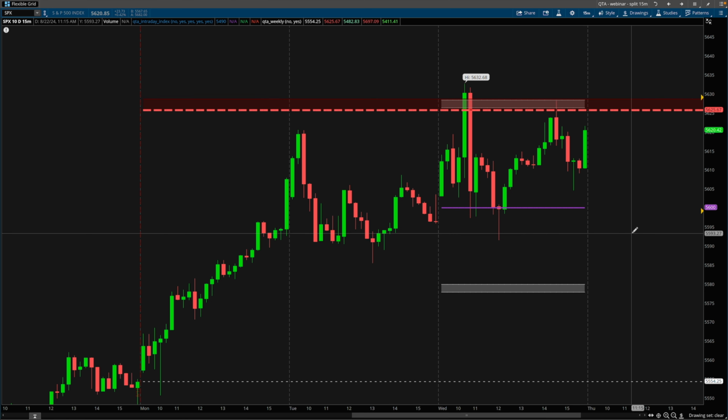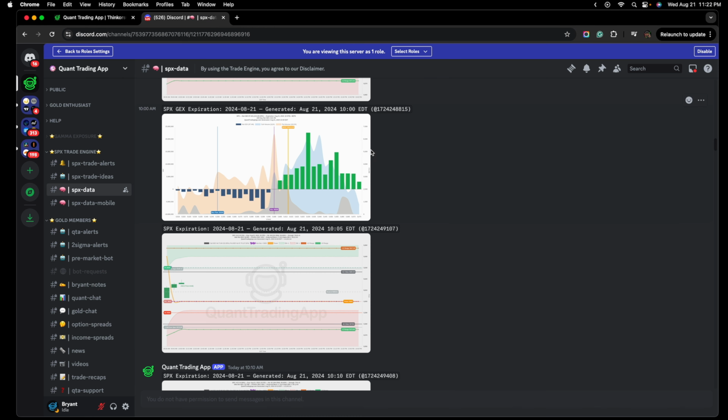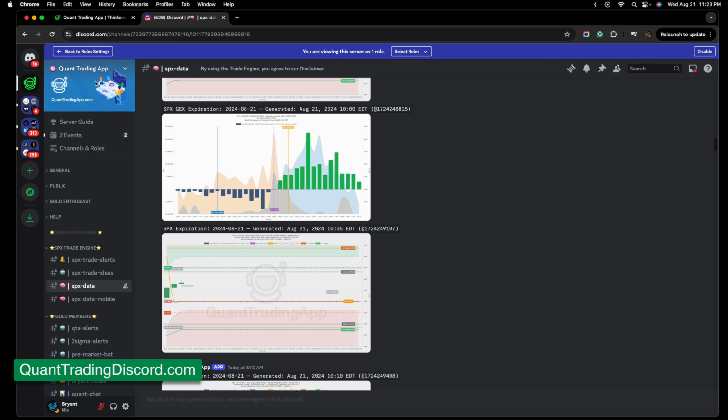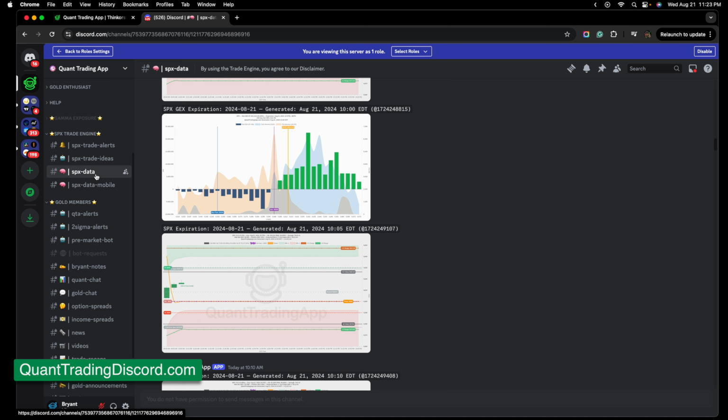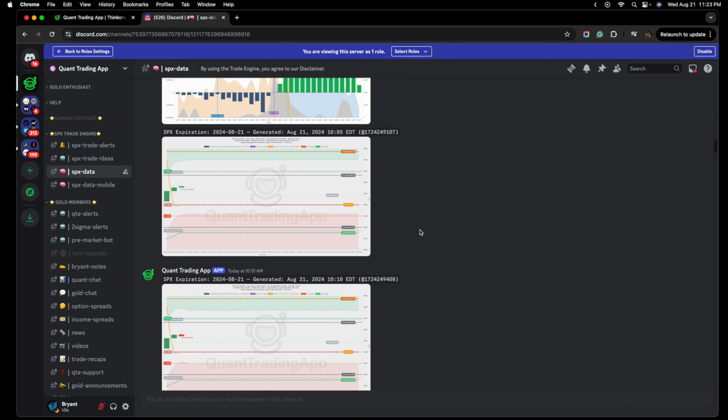Let's start by taking a look at the 10 a.m. gamma exposure profile. So this is the QTA Discord. This is not the public section, so this is what's available to the gold members. I'm referencing the SPX data channel right here, and I'm just scrolled up to the 10 a.m. prints.